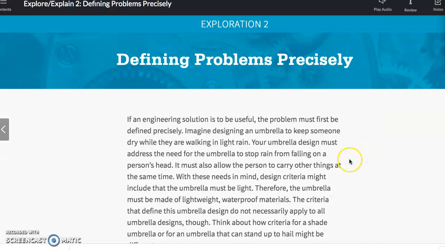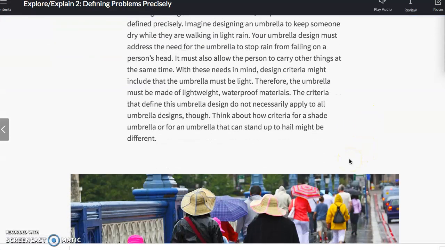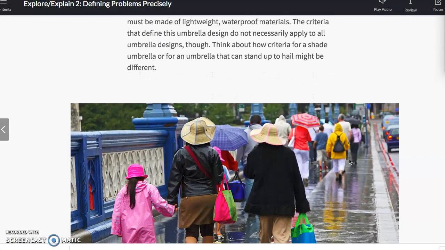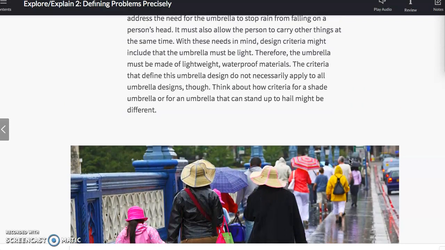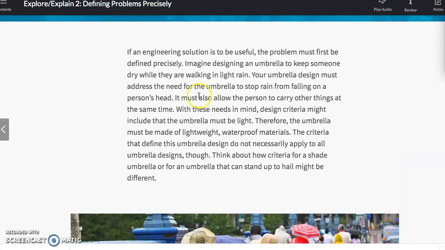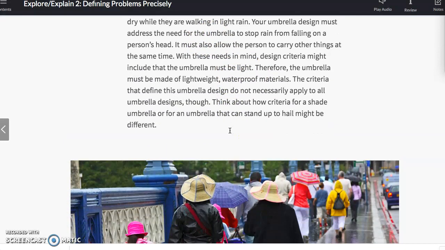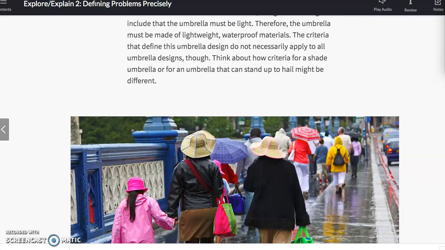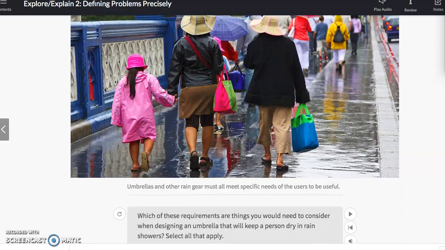Okay, so in exploration 2, we're talking about solutions, designing an umbrella that can work even when you are walking through the rain. All right, so we're basically going to design an umbrella that can be used.